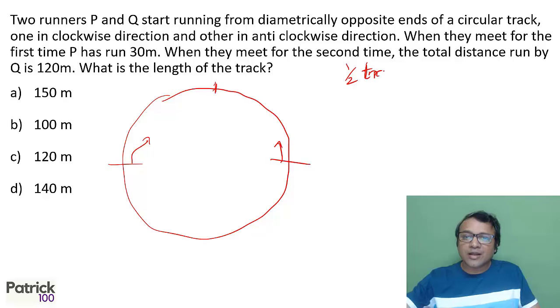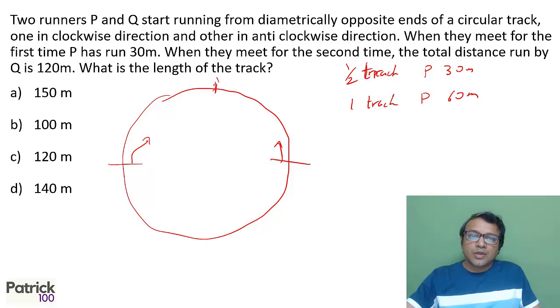So when they run half a track, P has run 30 meters. So when they run a full track, one track, P will run 60 meters. So after they meet for the first time, they continue running. So let's say the second time they meet out here.